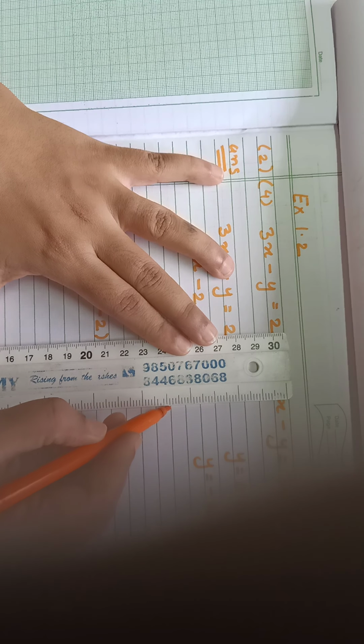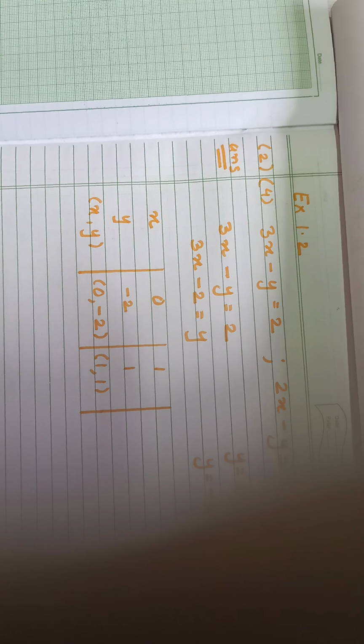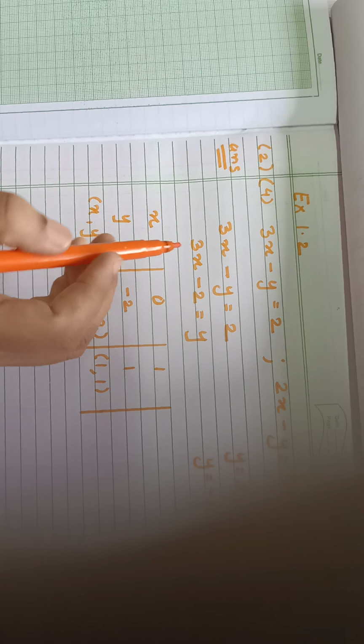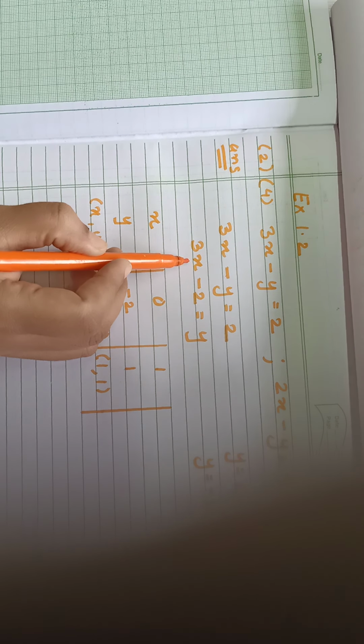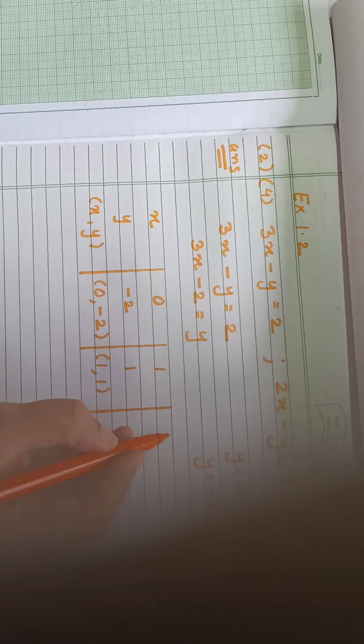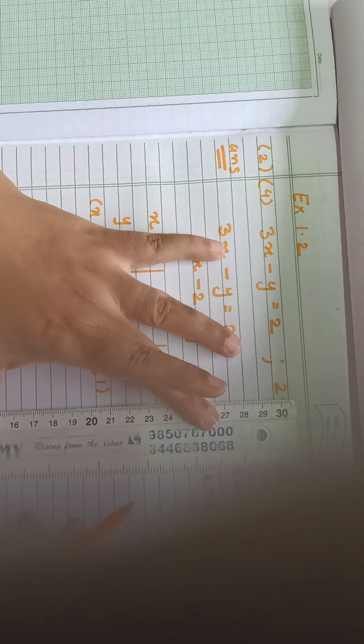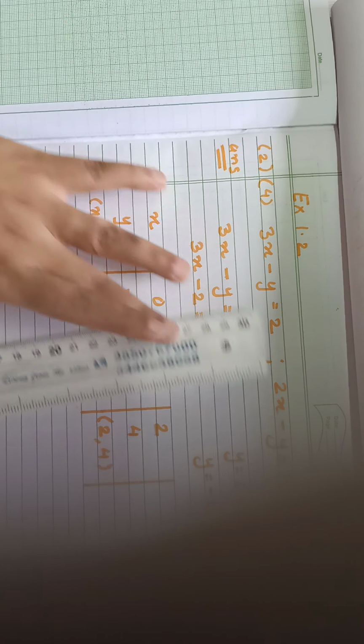Now let's go for the third point. Let's again change the value of x. This time let's take the value of x as 2. If I take x as 2, this will be 3, 2s are 6. 6 minus 2 will be 4. That means when I take x as 2, I get value of y as 4. So the third point will be 2 comma 4. So one table is ready.